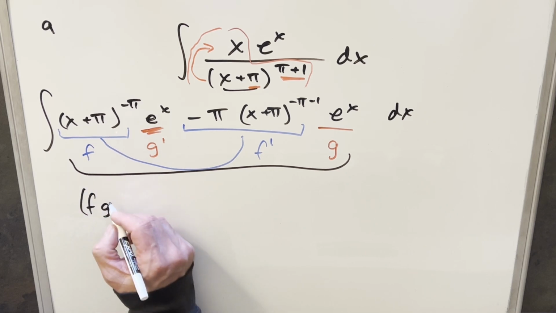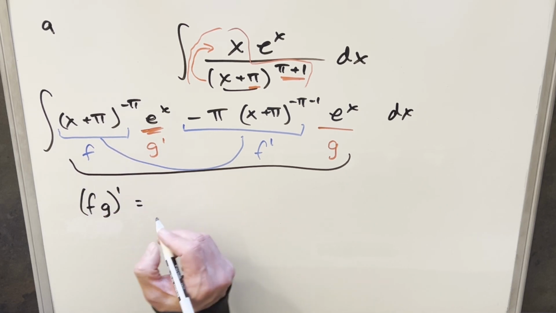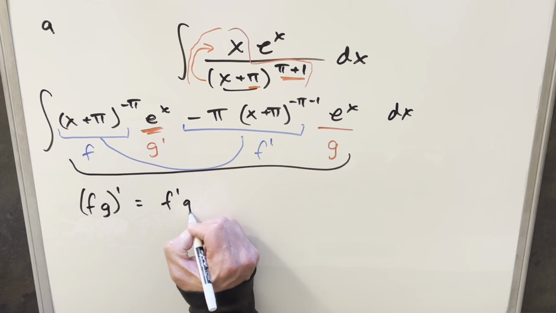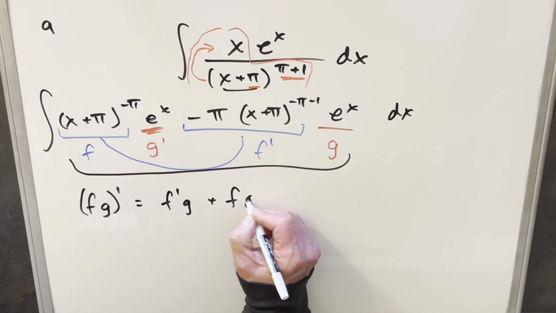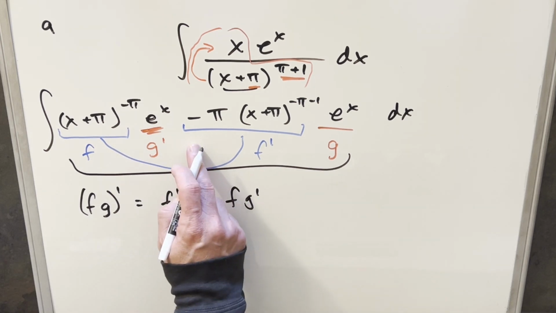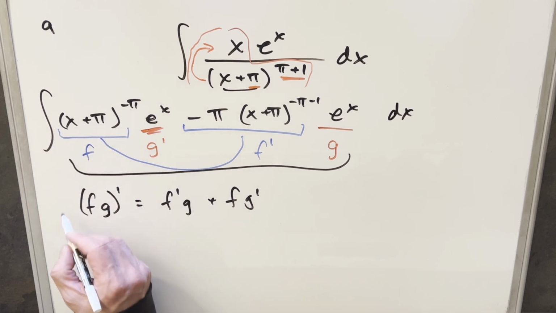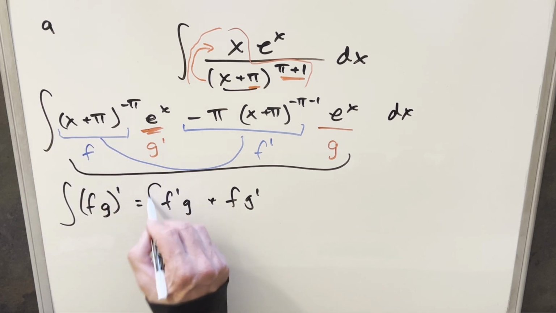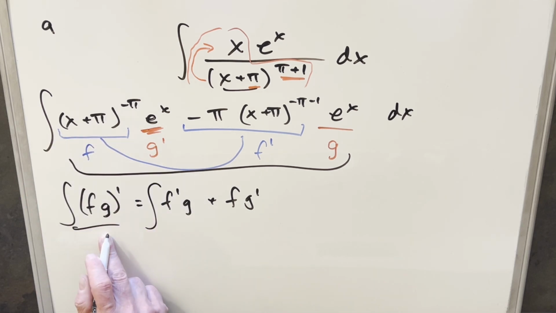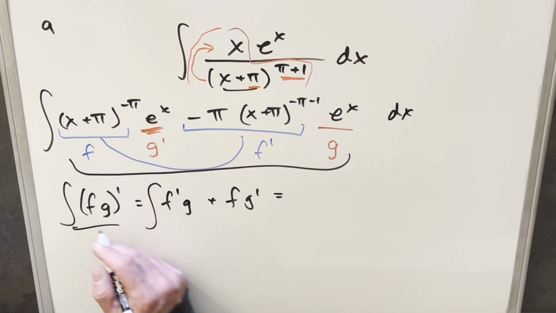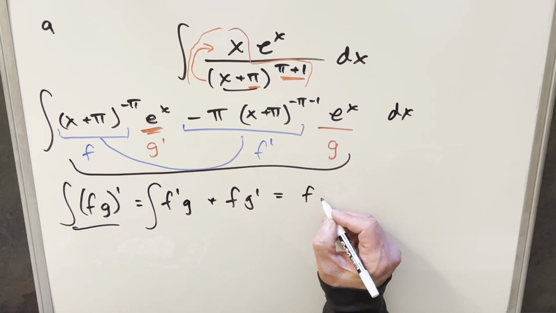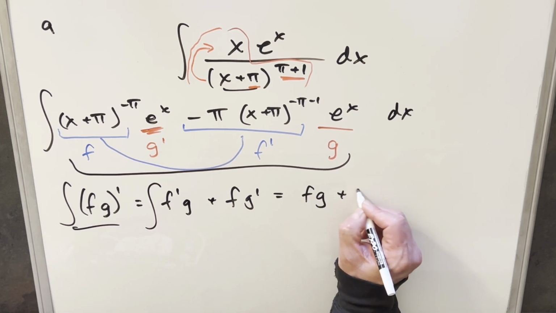Let's look at our product rule. If we have f times g and we take the derivative of that, the derivative is just going to be f prime g plus f g prime. That's what we have here, just in a different order. Now this is an integral, right? So we can integrate both sides, but if we're integrating a derivative, the solution is just going to be what's inside here. So the solution is just going to be f g plus c.